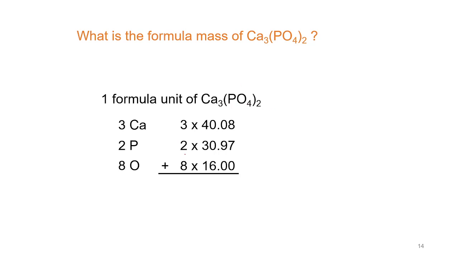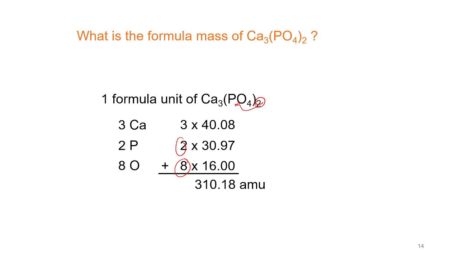So how do we get that 2 and 8? We need to distribute this number 2 to the subscripts. So the subscript of P is 1. 2 times 1 is 2. Okay. Then 2 times 4, that will be 8. So that's why it's 8. Okay. And upon calculation, the formula mass of calcium phosphate is actually 310.18 atomic mass units.